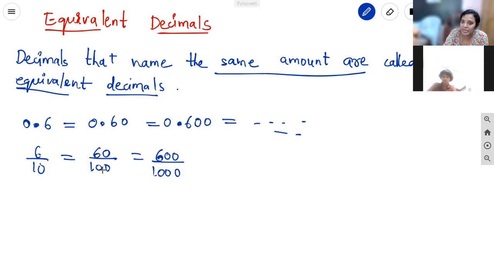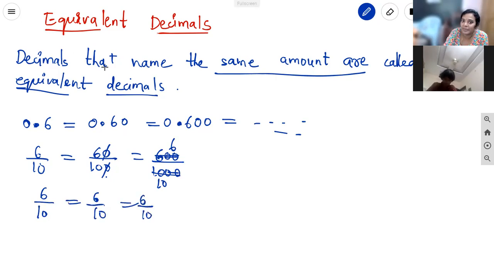Now simplify it, write it in the simplest form. In 60 by 100, the zeros get cancelled, giving 6 by 10. In 600 by 1000, the two zeros get cancelled. We are getting the same number, 6 by 10, 6 by 10, 6 by 10. That is the meaning: decimals that name the same amount are called equivalent decimals.